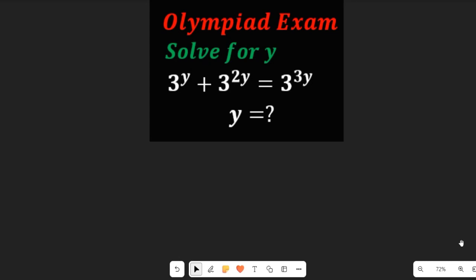Hello, let us find the value of y in 3^y + 3^(2y) = 3^(3y). Now, if you look at this equation very well, you'll see that y exists in all the terms. Now, how do we find the value of y? Stay tuned as we do that.